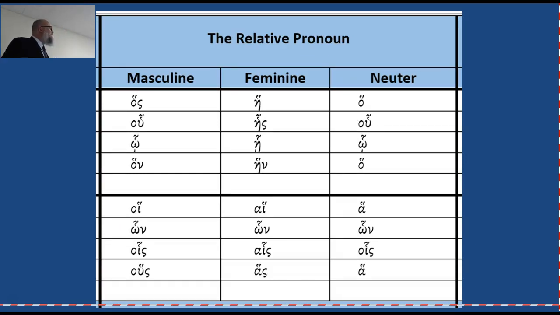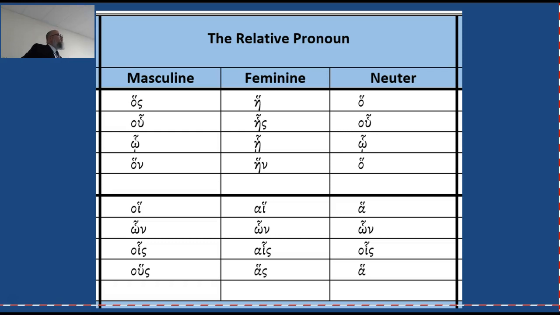So this is the relative pronoun, how you say who or which in Greek. Okay, how does this chart relate to the definite article chart? Any place a tau appears in the definite article, you take it off. The only one that's different is the nominative singular. We just got 3 points on the midterm and final, right? Because the relative pronoun chart is virtually identical to the definite article chart with just one minor change.